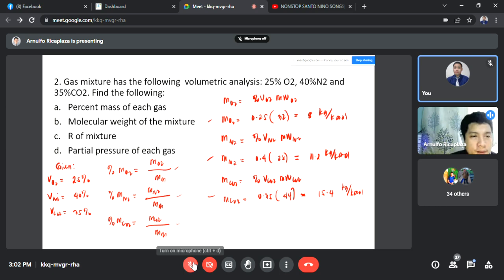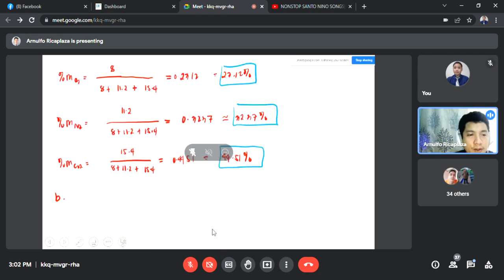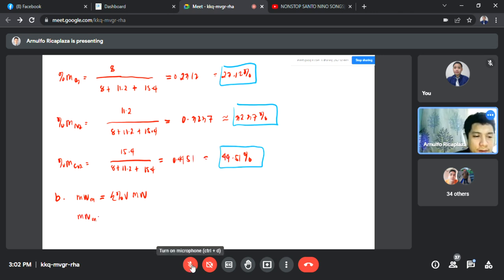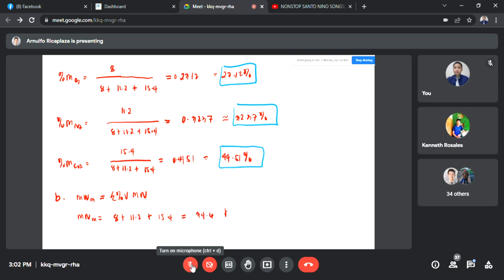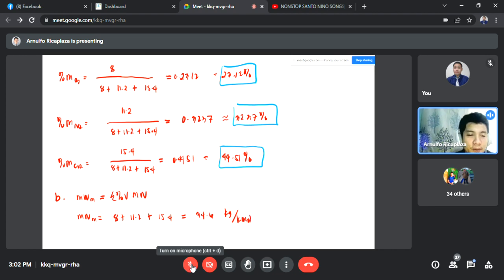The next one is the molecular weight of the mixture. To find the molecular weight of the mixture, this is the formula: the summation of the percent volume times the molecular weight of any gas. So we just add these: 8 plus 11.2 plus 15.4, which is 34.6 kilogram per kilomole. So that is the answer for the molecular weight.